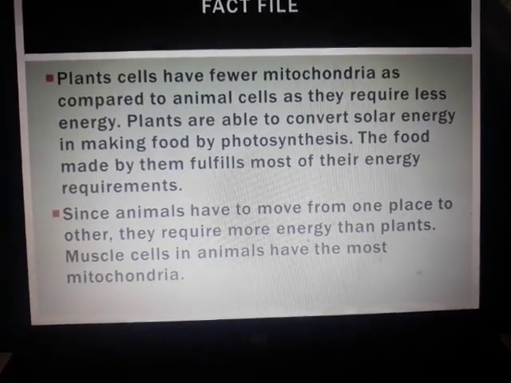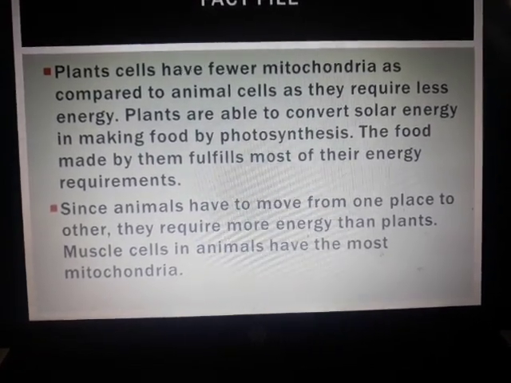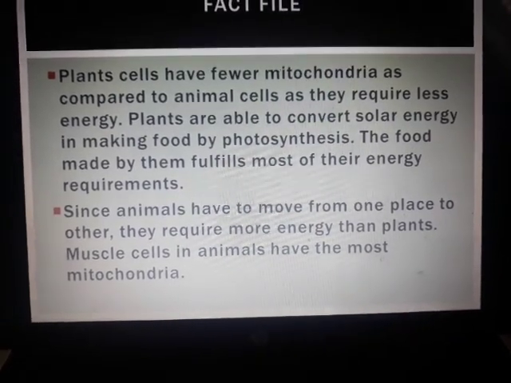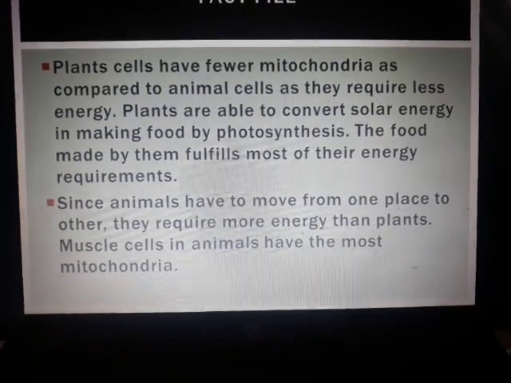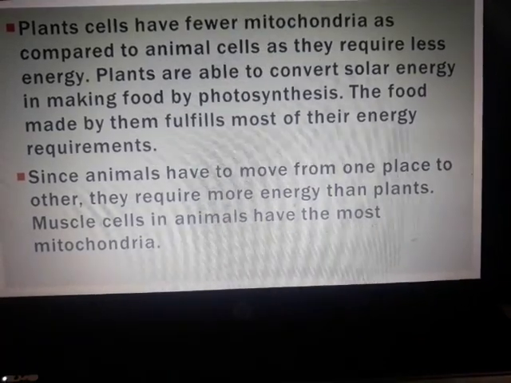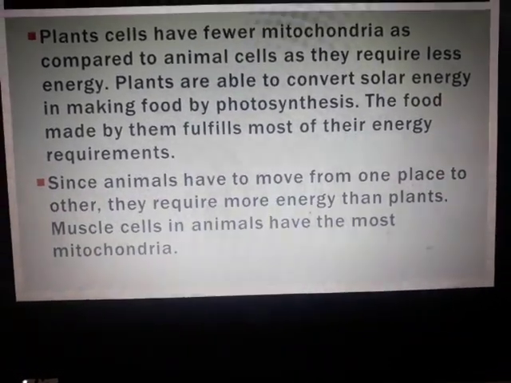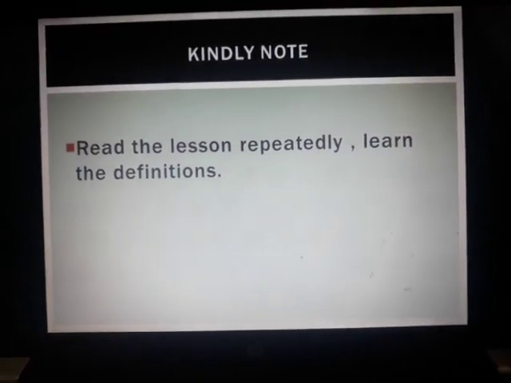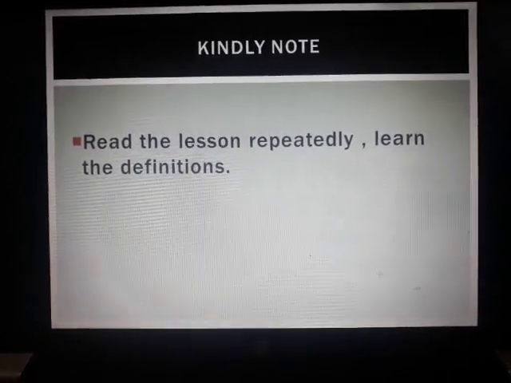Plants are able to convert solar energy into food by photosynthesis. The food made by them fulfills most of their energy requirements. So photosynthesis is enough for them to produce the energy that is going to satisfy all their energy requirements. Since animals have to move from one place to another, they require more energy than plants. And muscle cells in animals have the most mitochondria. Why? Because muscles are used mostly, right? Muscles are used for walking, jumping, hopping and everything.